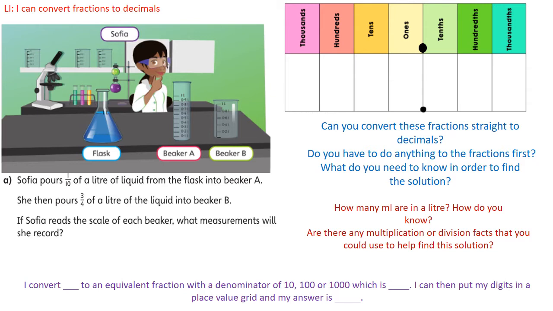So our first problem today. Sophia pours 1/10 of a litre of liquid from the flask into beaker A. She then pours 3/4 of a litre into beaker B. Sophia reads the scale of each beaker. What measurements will she record? So 1/10. Let's have a look at what she puts in beaker A first.